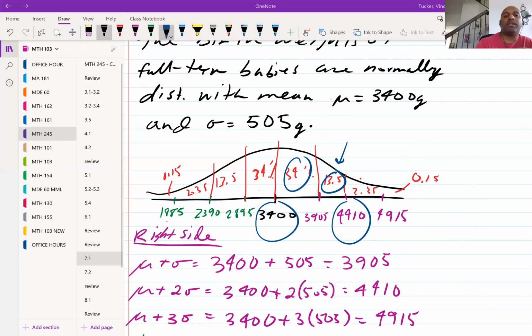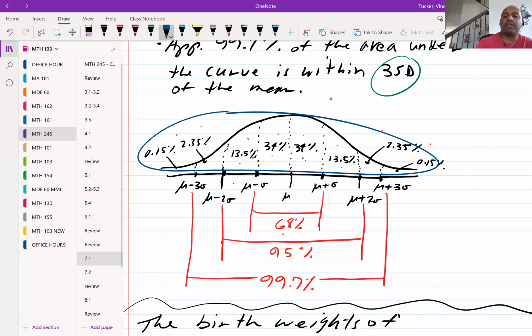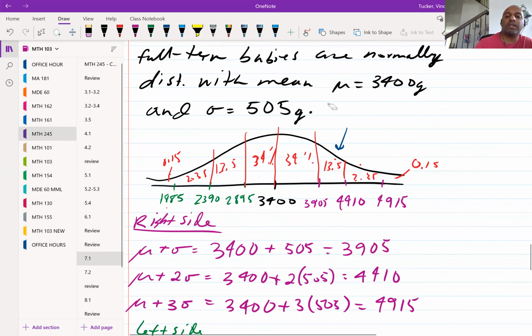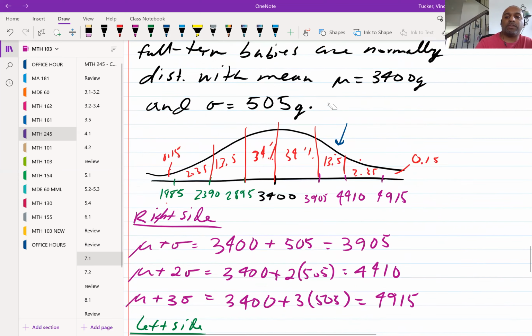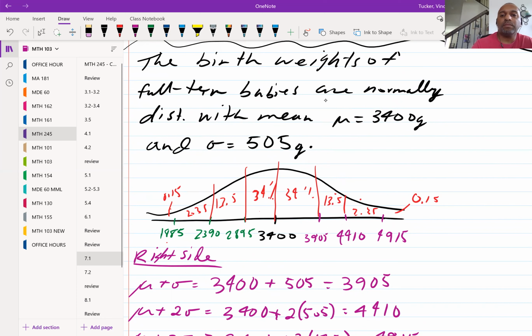Those are fixed. So those percentages are always there, 34%. Remember, that goes back to this. These percentages stay the same, so you don't have to calculate those percentages. You just have to calculate these numbers down bottom, which is what we just finished doing here. And you can't calculate those numbers down bottom unless you have the mean and standard deviation, which is what they would give you.